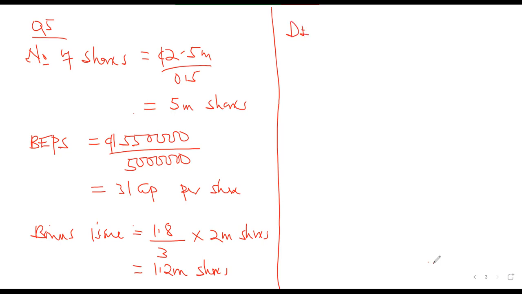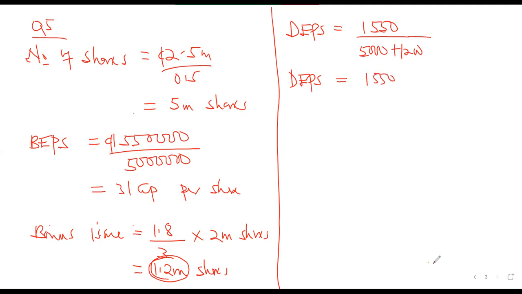Confirmed. So our diluted earnings per share is now 1,550 divided by 5,000 plus 1,200. This is the bonus issue, which is going to increase our number of shares. So our diluted earnings per share will now be calculated as 1,550 divided by 6,200. That is 25 pesos.